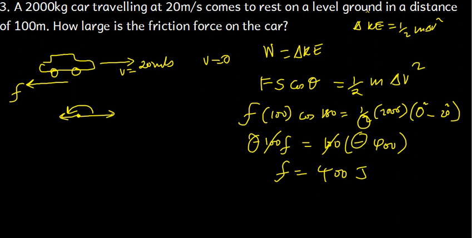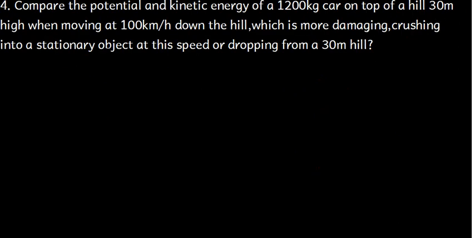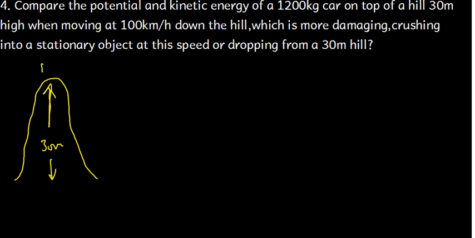So that will be the friction that is going to stop this vehicle from moving. Alright, so we've been given another question. Compare the potential and kinetic energy of a 1200 kg car on top of a hill. So assuming you have a hill there, and this hill is 30 meters high. You've been given a car on top there.